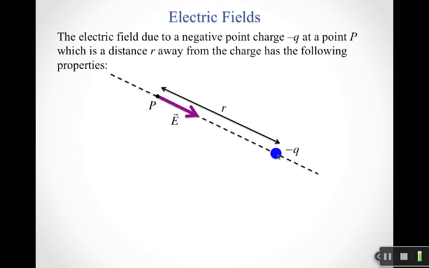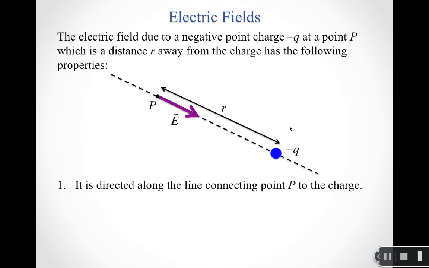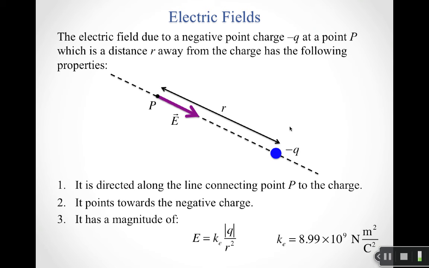If I've got a negative point charge, I'm going to have an electric field vector that now points towards my charge. That electric field will be directed along the line connecting the charge to point P. It will point towards the negative charge, and I'll calculate the magnitude exactly the same way. So the absolute value here says I don't care whether this is a positive or negative charge. I'm still going to get a magnitude with the same value, as long as that charge is the same.